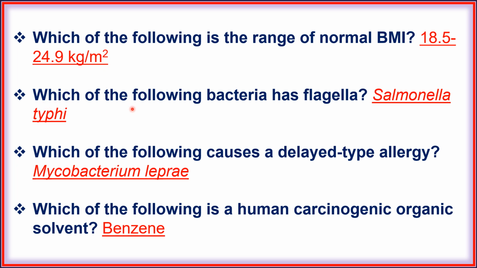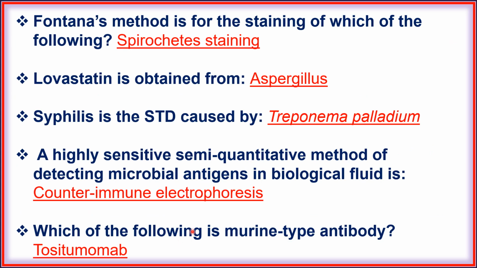Next, which of the following bacteria has flagella? Salmonella typhi. Next, which of the following causes a delayed type allergy, that is Mycobacterium leprae. Next, which of the following is a human carcinogenic organic solvent, that is benzene. Next, Fontana's method is for the staining of which of the following, that is Spirochetes staining.